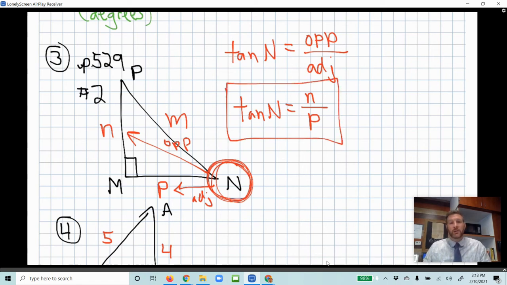Okay, if it was cosine, I would do adjacent over hypotenuse, that would be p over m. Sine would be opposite over hypotenuse, that would be n over m. So depending on which one you use, you use SOHCAHTOA. In this case, they say tangent, so we're doing opposite over adjacent, n over p. And obviously then, if my reference angle was P, that would change what I was doing also, because then different sides would be opposite and adjacent.